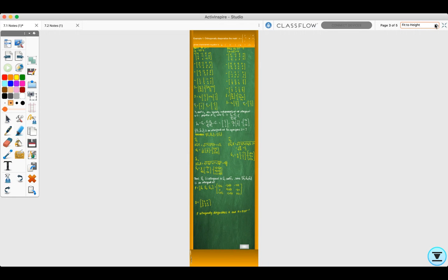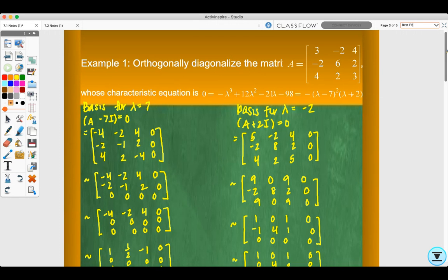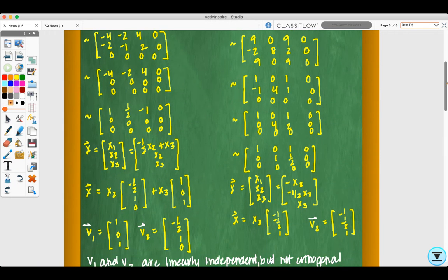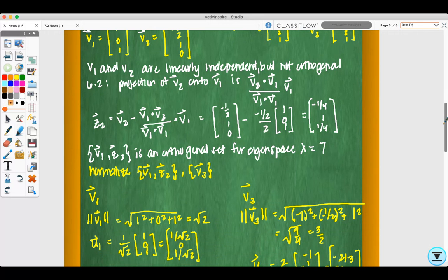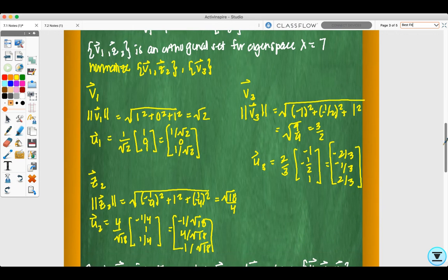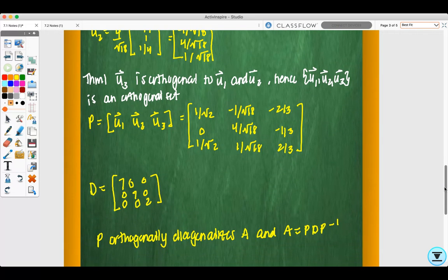And I wish you could see it all, but we can't. So that was quite a bit. So first we found the basis. And then we came up with our orthogonal set, normalized our vectors, and then orthogonally diagonalized the matrix.